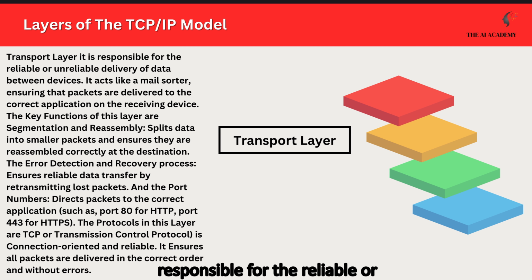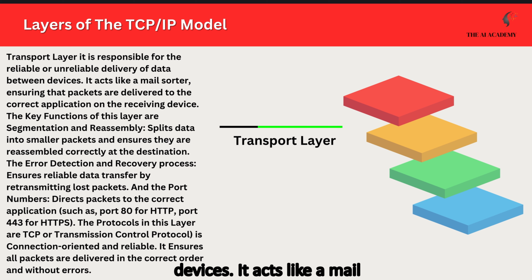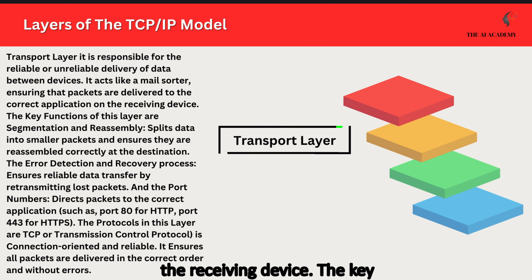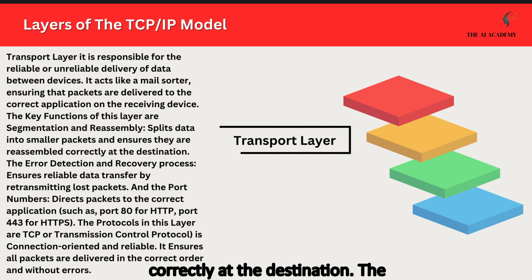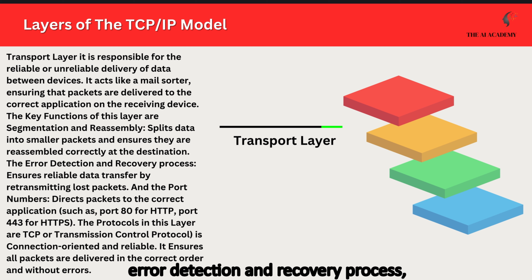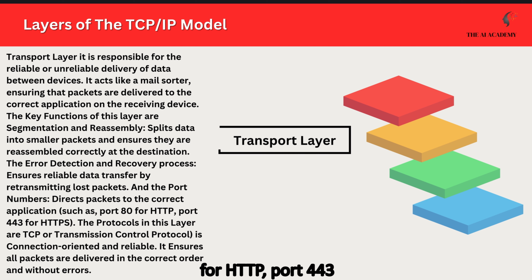It is responsible for the reliable or unreliable delivery of data between devices. It acts like a mail sorter, ensuring that packets are delivered to the correct application on the receiving device. The key functions of this layer are segmentation and reassembly, which splits data into smaller packets and ensures they are reassembled correctly at the destination. The error detection and recovery process ensures reliable data transfer by retransmitting lost packets. And the port numbers direct packets to the correct application, such as port 80 for HTTP, port 443 for HTTPS.